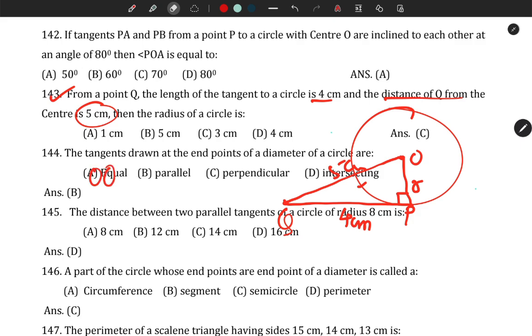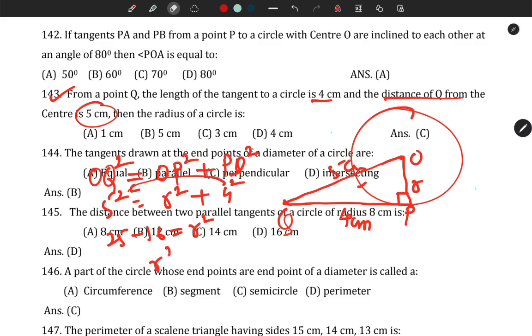By Pythagoras theorem, the hypotenuse square, that is OQ square, equals the sum of the squares of the other two sides, so it will be OP square plus PQ square. OQ is 5, OP is the radius, PQ is 4 centimeters. So 5 square is 25, 4 square is 16. Bring the 16 to the left hand side, it will be minus 16 equal to R square. So R square is 25 minus 16, which is 9. So R will be root over 9. We'll take only the positive value because it's a length. So the radius is 3 centimeters.